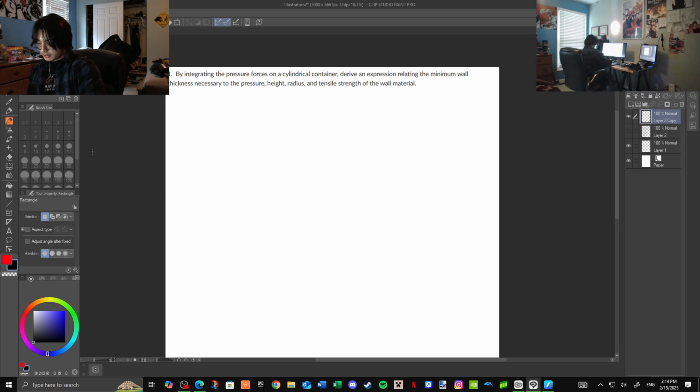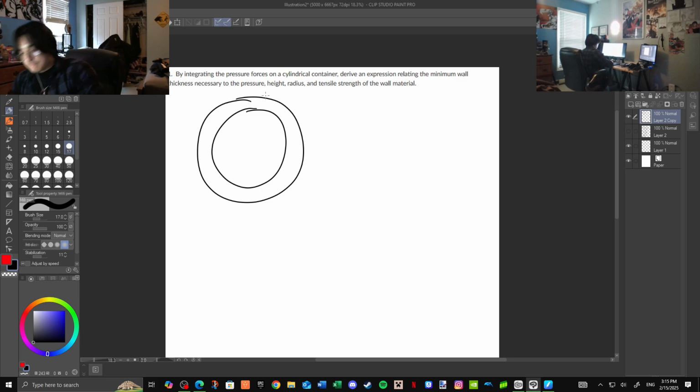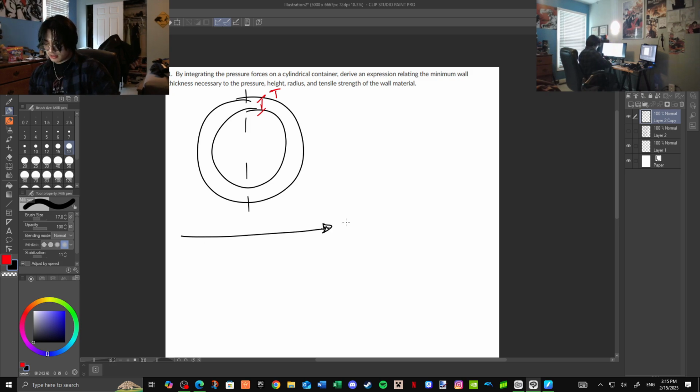We're going to start with a top-down perspective of this cylinder, and we need to find the thickness of the wall. So we're going to take the thickness of the wall and represent that as T. For this expression, we're trying to find the total horizontal force, so this would be in the positive x direction. Because of that, we're only focused on half the cylinder.